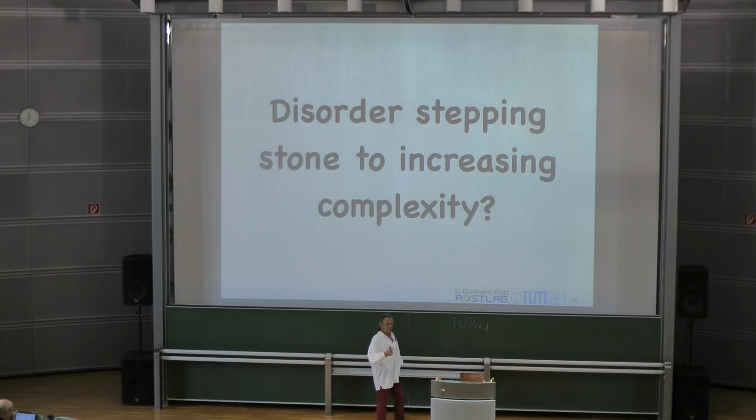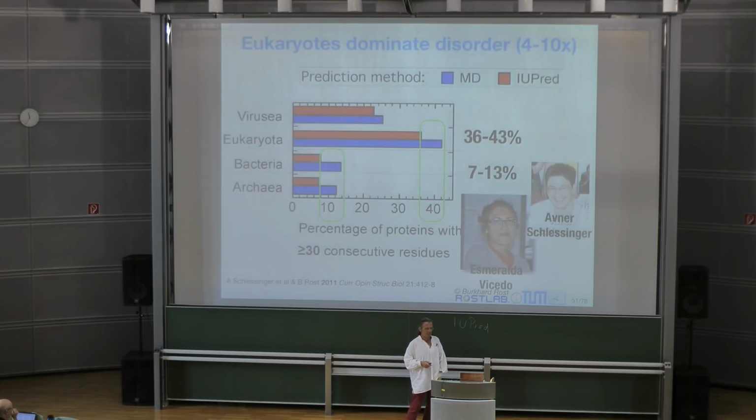An evolutionary set, bless you. So random hits against it, that's one thing. Is disorder now a stepping stone in complexity? And this argument comes from two different prediction methods, IUPred and another one I didn't talk about. And what you see is that eukaryotes have much more disorder, a factor of 3 here for both methods, than prokaryotes. So what we know is that eukaryotes have more disorder than prokaryotes. Eukaryotes are more complex than prokaryotes. Maybe then disorder has to do with complexity.